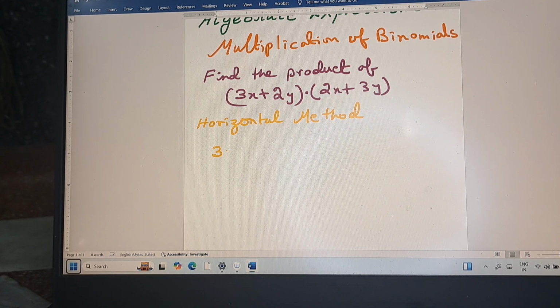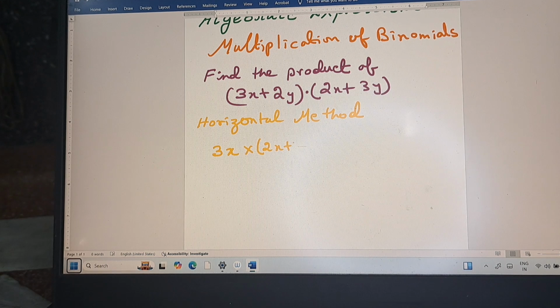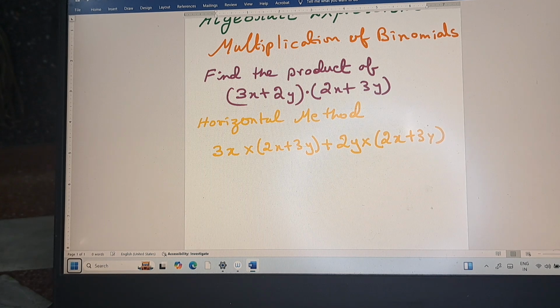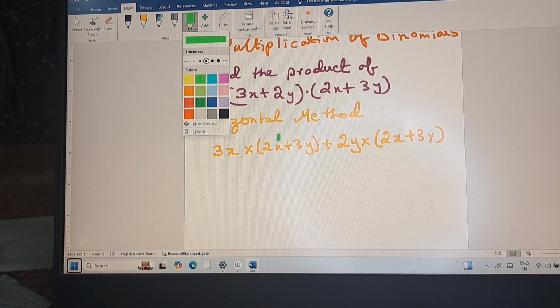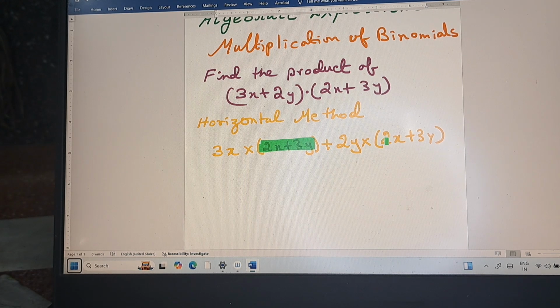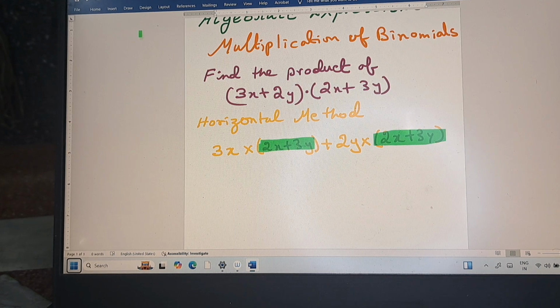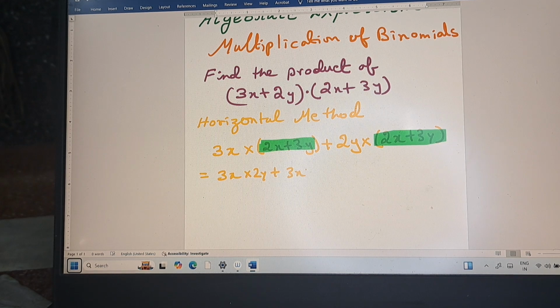So 3x into (2x plus 3y) plus 2y into (2x plus 3y). So what we can see, students, here we are applying the distributive property of multiplication over addition. So if we multiply now, we are going to get 3x into 2x plus 3x into 3y plus 2y into 2x plus 2y into 3y.